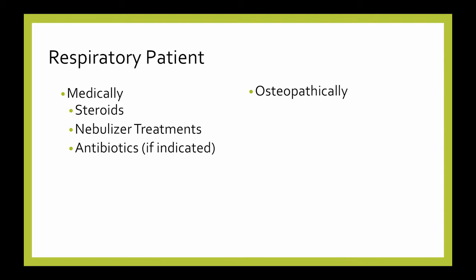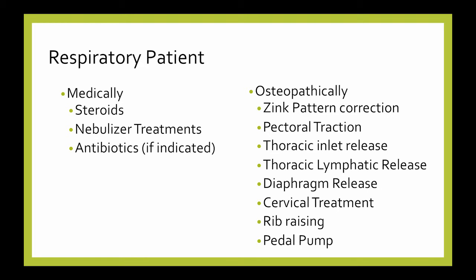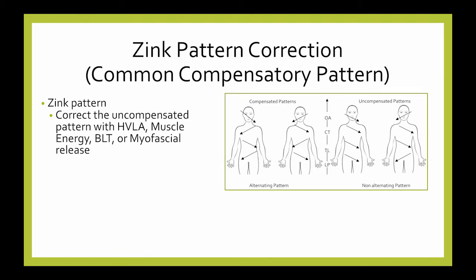And then after you assess your patient medically, you need to also take a look at them osteopathically. You're going to look at their Zink patterns, their Chapman's points. You're going to perform any of the augmenting techniques to help improve the decreased pulmonary mechanics that they have developed. When looking at our Zink patterns or our common compensatory pattern, some of the things you need to take into consideration is that you can correct the uncompensated pattern with either HVLA, muscle energy, BOT, or even myofascial release.